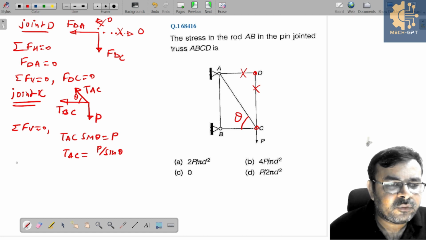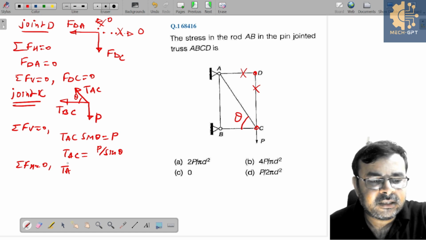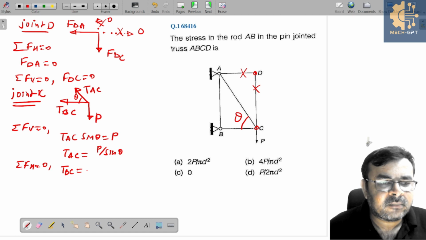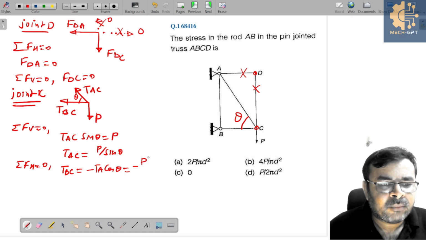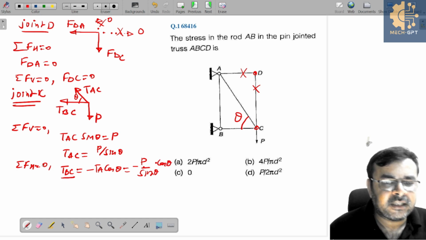And similarly, if you apply summation of horizontal force equal to 0, so what about this? TBC is nothing but minus TAC cos theta, or simply you can say this is minus P by sin theta into cos theta. Yes or no? Here we have sin theta into cos theta. So this is TBC. Is it clear?